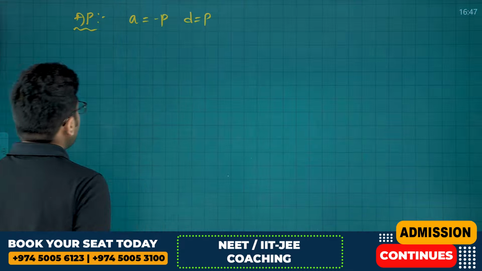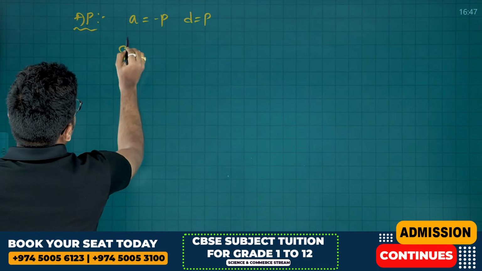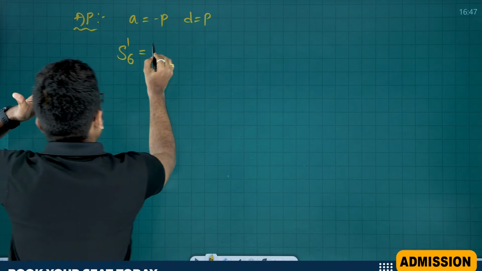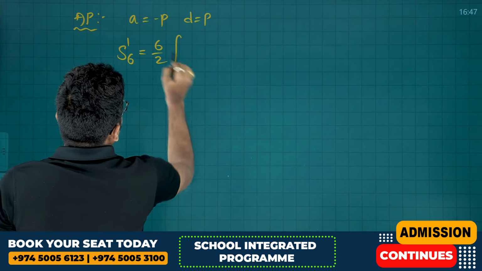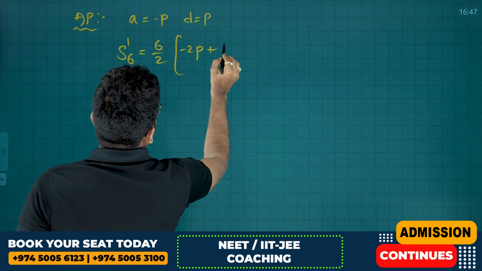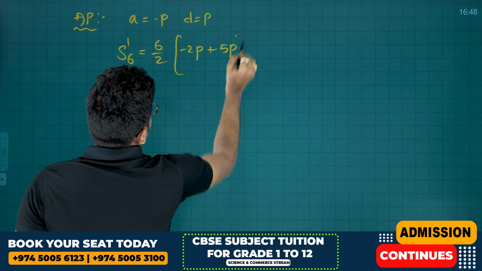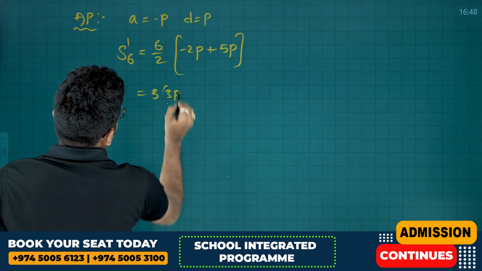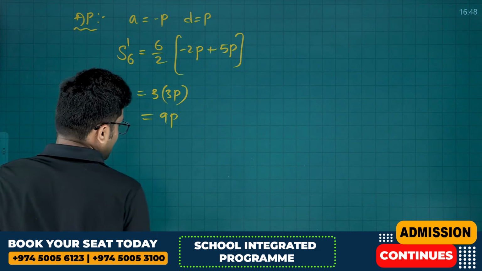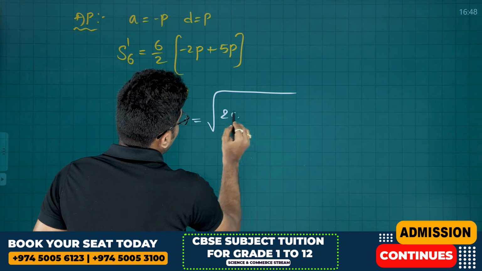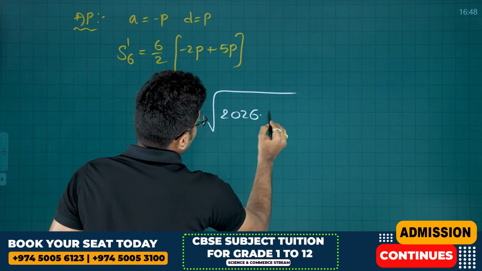Okay, so we'll denote that as S6. Generally S6 is 6 by 2 into (2a minus 2p plus 5d minus 5p). 6 by 2 is 3 times 3p, which is equal to 9p. So this 9p should be equal to root over 2026 into S2025.